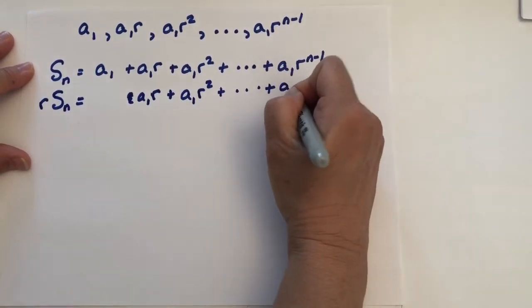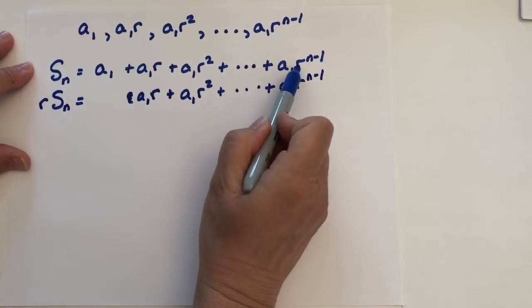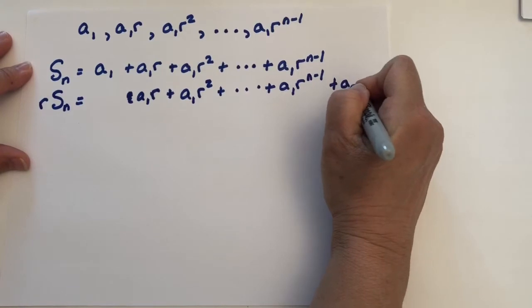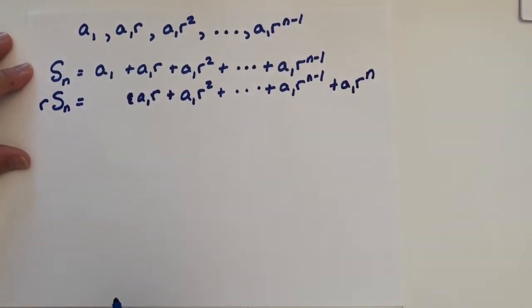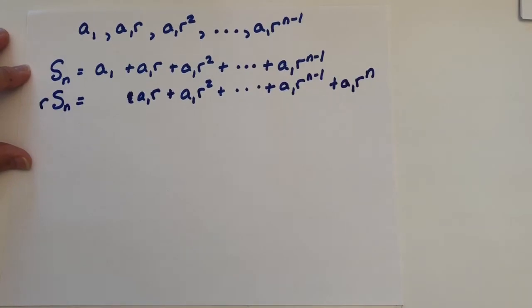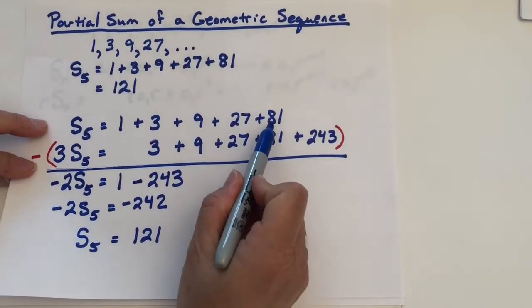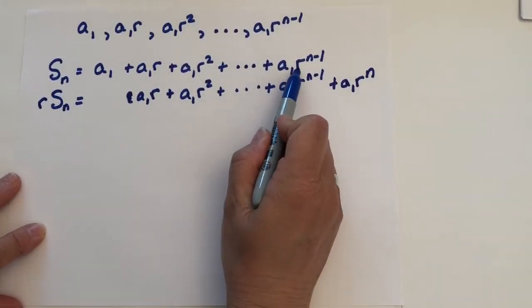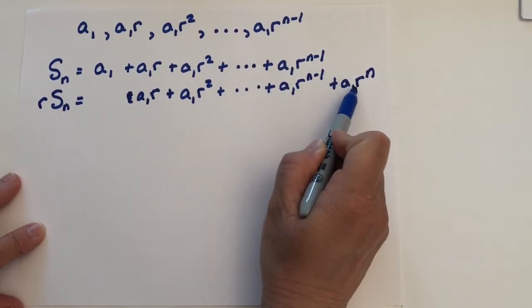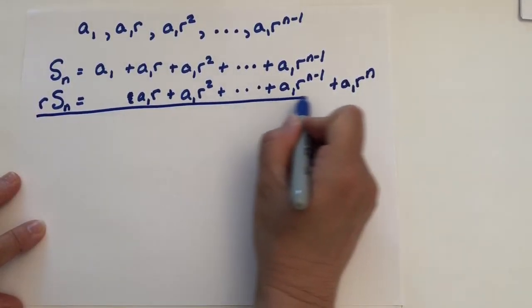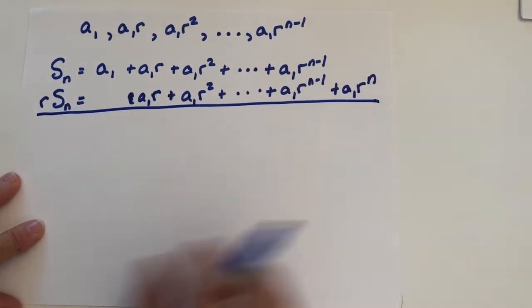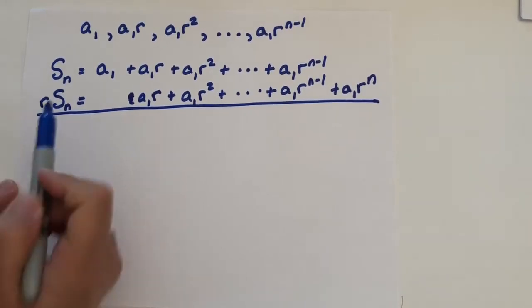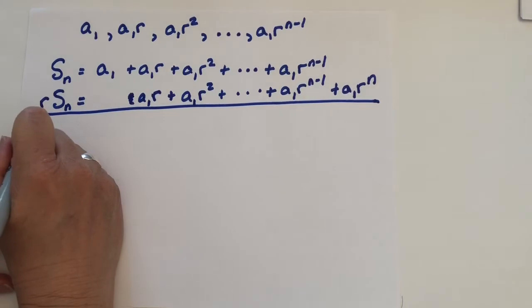And we have a sub 1 r to the n minus 1. And when we multiply this term by r, we'll have a sub 1 r to the nth power. Don't forget that's what happened. Remember here on our previous example, we ended up multiplying 81 by 3. Here we're multiplying a sub 1 r to the n minus 1 by r. And now we're going to subtract. And when we do that, we have S sub n minus r times S sub n. Okay, let me write that down.